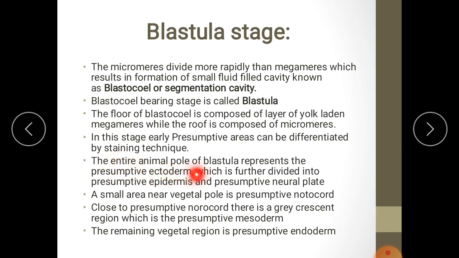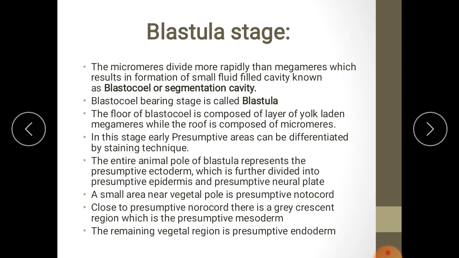The entire animal pole of the blastula represents the presumptive ectoderm, which is further divided into presumptive epidermis and presumptive neural plate. A small area near the vegetal pole is the presumptive notochord. Close to the presumptive notochord, there is a gray crescent region which is the presumptive mesoderm. The remaining vegetal region is the presumptive endoderm. So these presumptive layers of the embryo are going to occupy their different positions during the blastula stage.